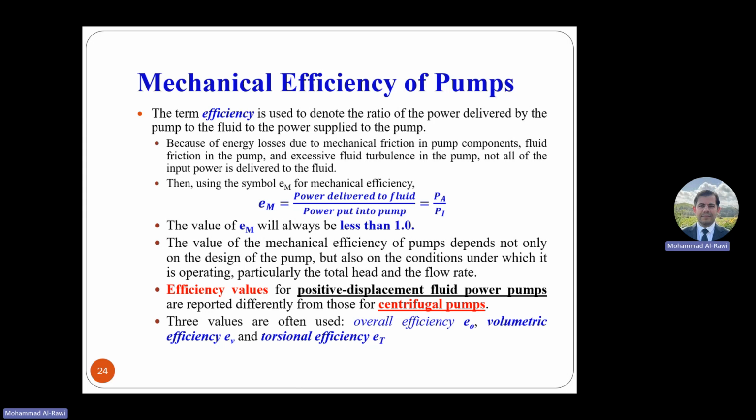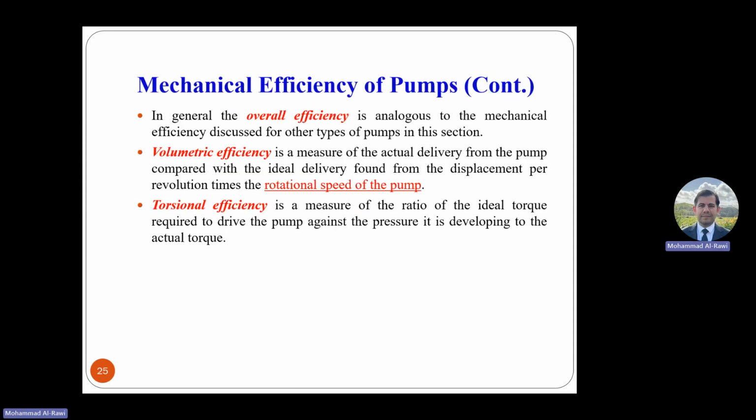Three values are often used: overall efficiency, volumetric efficiency, and torsional efficiency. In general, the overall efficiency is analogous to the mechanical efficiency. We discuss other types of pumps in this section. Volumetric efficiency is a measure of the actual delivery from the pump compared with the ideal delivery found from the displacement per revolution times the rotational speed of the pump. Torsional efficiency is a measure of the ratio of the ideal torque required to drive the pump against the pressure it's developing to the actual torque.